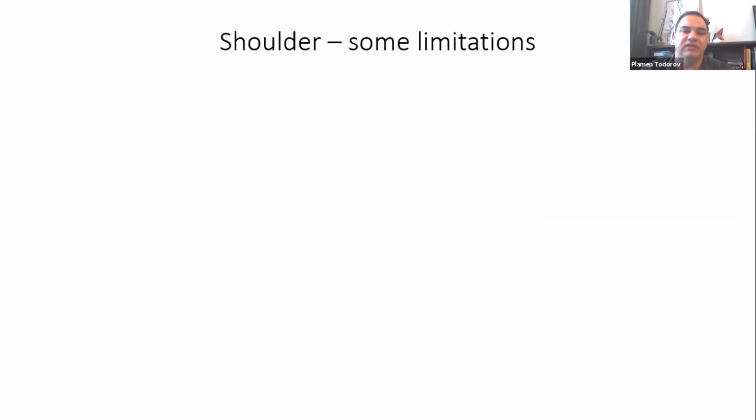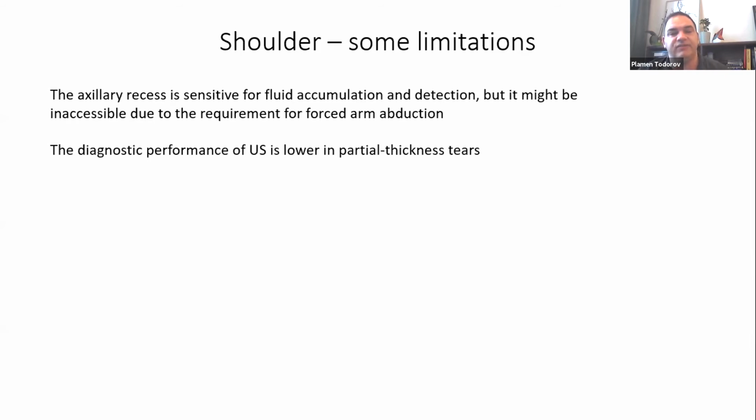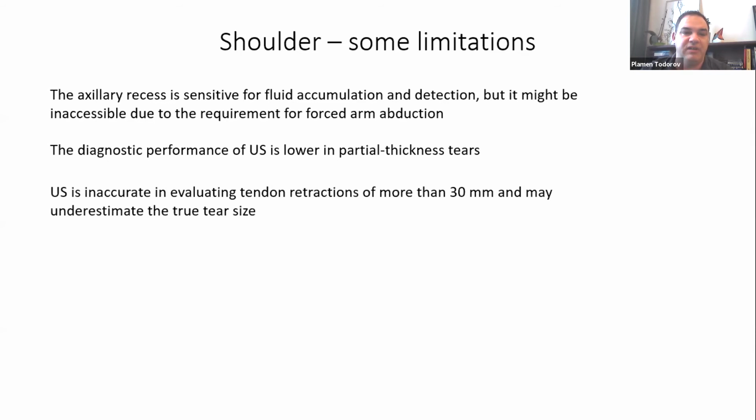Of course, ultrasound of the shoulder has some limitations. The axillary recess is sensitive for fluid accumulation and detection, but it might be inaccessible due to the requirement for forced arm abduction, the image that I have shown on the previous slide. The diagnostic performance of ultrasound is lower in partial thickness tears, with sensitivity and specificity lower than for full thickness tears. That also should be borne in mind. And also, ultrasound is inaccurate in evaluating tendon retraction of more than 30 millimeters and may underestimate the true tear size in this way.